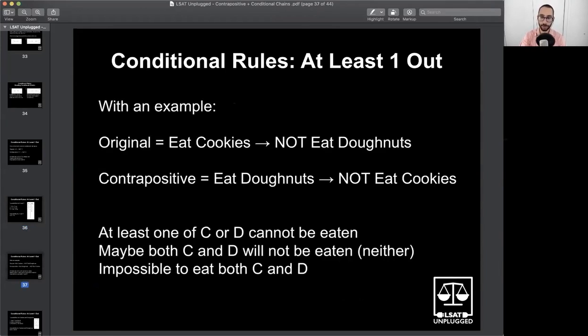Now, here's an example. Original, if you eat cookies, then you won't eat donuts because they're both desserts. They're bad for you. You shouldn't have too many. Contrapositive, if you eat donuts, you cannot eat cookies. So at least one of them cannot be eaten. At least one cannot be in. And maybe you'll lack both. A parent's not going to force their kids to eat desserts, most likely. So you could lack both, but they will not permit the kid to have both of them together because it's too much sugar and it's almost bedtime.